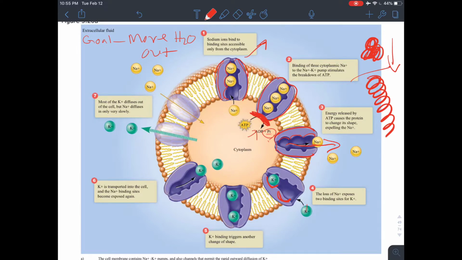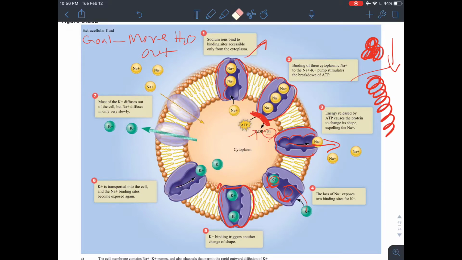You see that? And they load up inside of there. Now the binding of these potassium to this wall creates another configuration change in this protein, and it opens up to the inside and allows the release of these potassium into the cell. Okay? Into the cell.